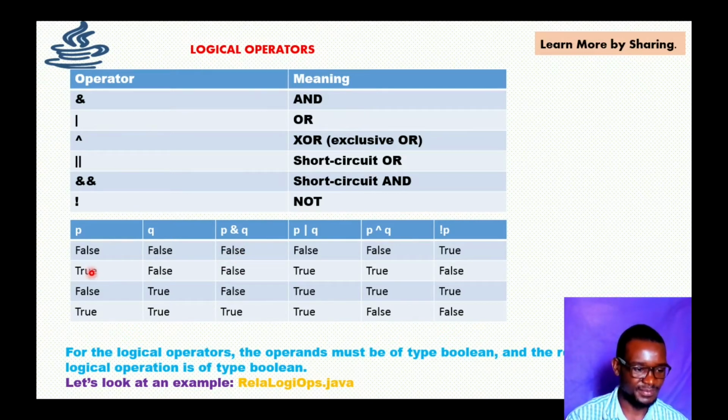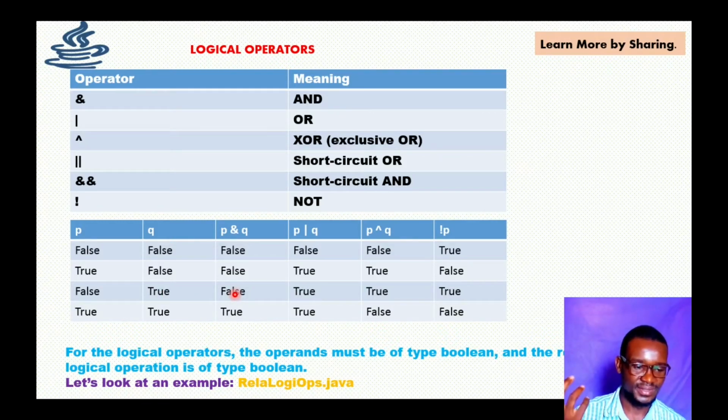So if we look at P at this time, it's set to true and Q is false. Are P and Q the same? No, it's not. It's false because they are not the same. One is true and the other is false. At this time now we have assigned false to P and then true to Q.